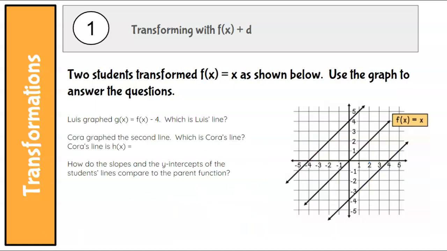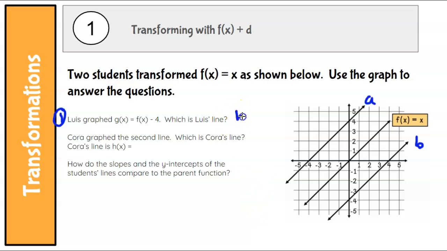All right, one more example with plus d transformations. So two students transformed f of x equals x as shown below. So here is the original parent function of f of x equals x. Use the graph to answer the questions. First question. Luis graphed g of x equals f of x minus 4. Which is Luis's line? Let me label them. Is his A or B?